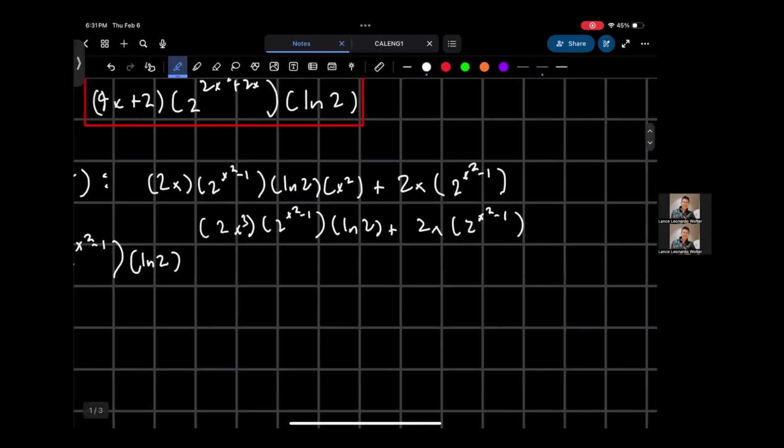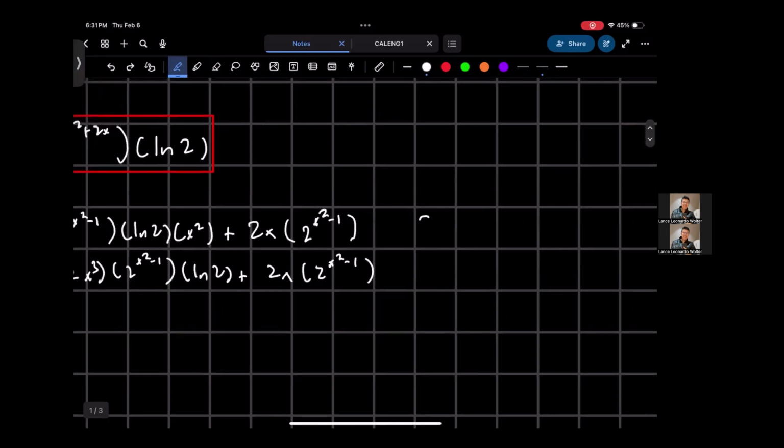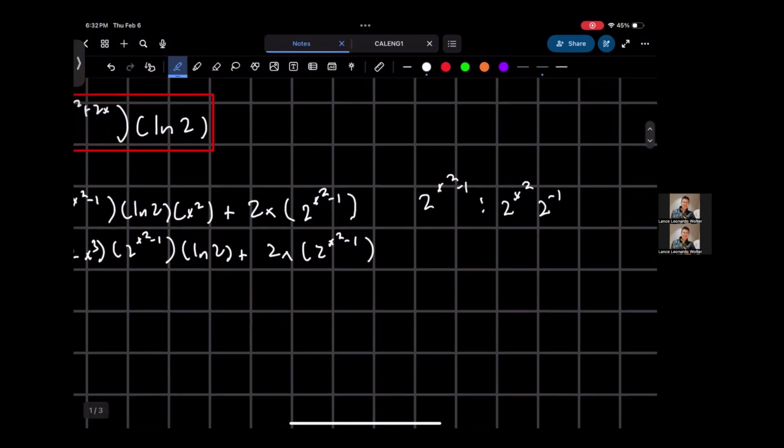Now, what do you notice about 2 raised to x squared minus 1? Now, we can write 2 raised to x squared minus 1 as 2 raised to x squared times 2 raised to negative 1. Because remember, if you have something like b raised to a plus c, this would just be equal to b raised to a times b raised to c. Okay, so that's how we got that.